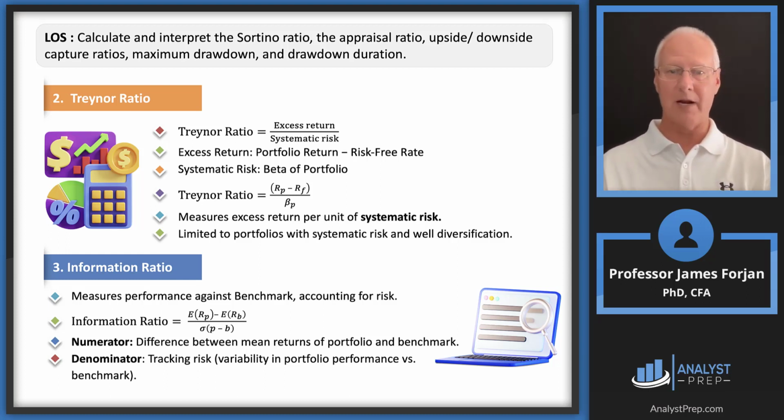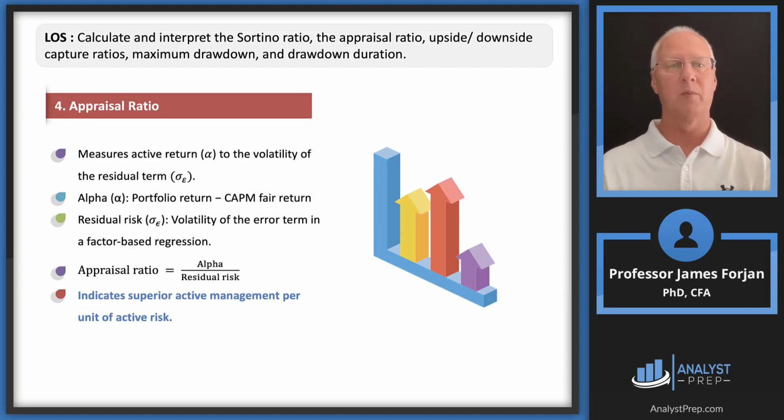And then in the denominator, instead of using either total risk or systematic risk, we're going to use tracking risk, which is essentially the standard deviation of the difference between the return on the portfolio and the return on the benchmark portfolio.